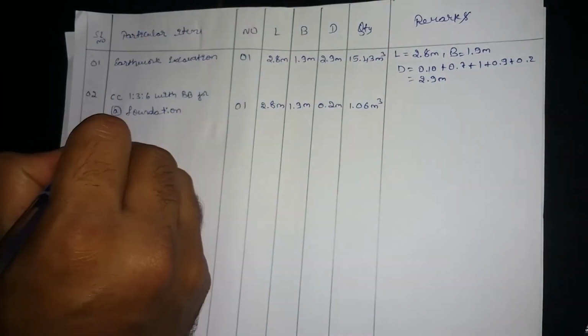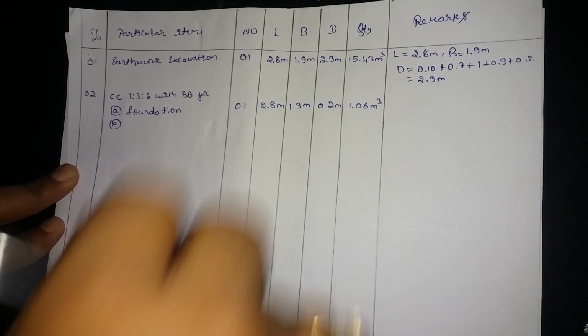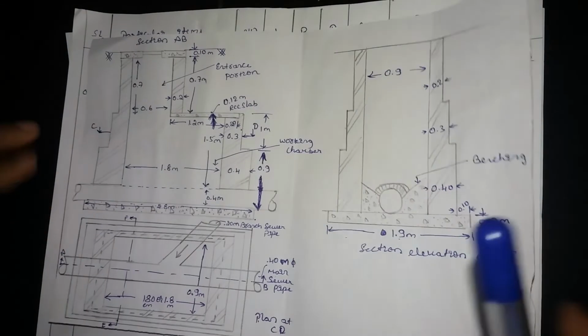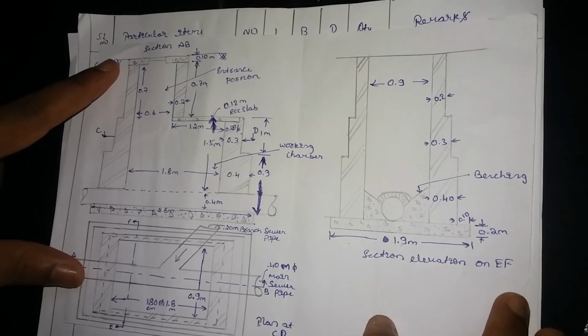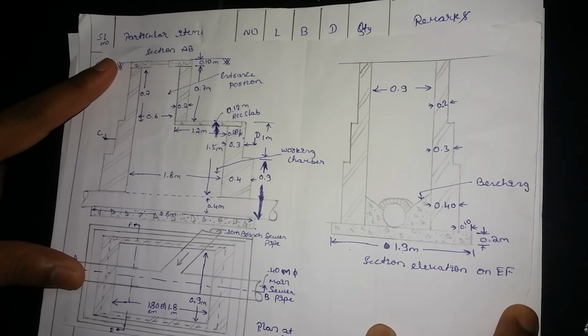So now what is asked? He asked to find out for the flooring. So you can see here, I am going to explain now the branches. Now I'm going to explain the parts.